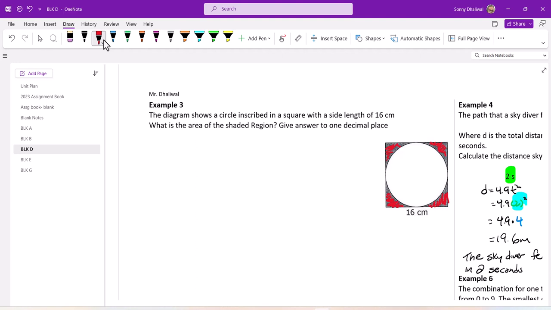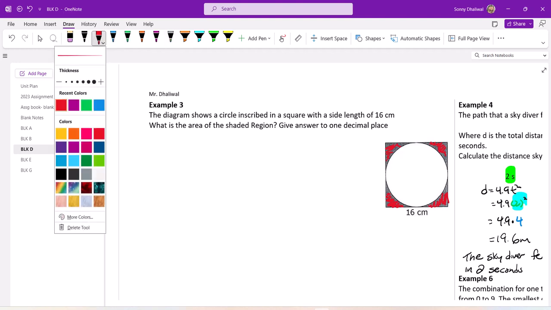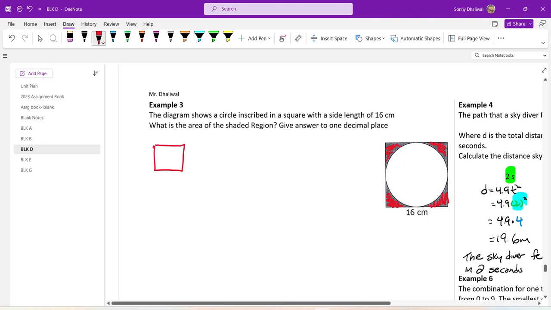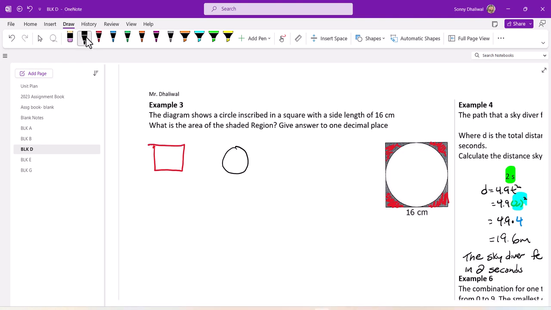So how can we use a square and a circle? I'll do the square in red, a circle in blue. How can we use that? Alan? You can find the area of the circle using the radius, and then subtract that from the surface area of the square.